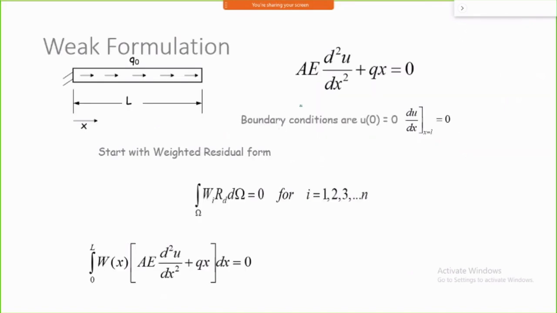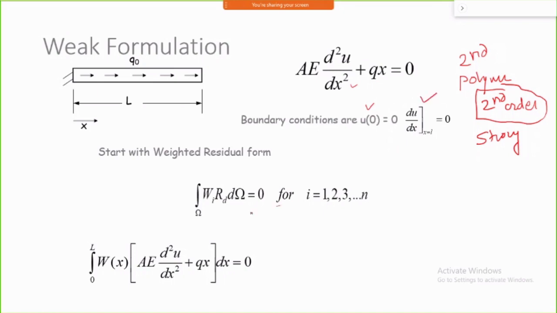So we'll just look at one simple example, a bar with a uniformly applied load, that is Q0. How do we convert it to the weak form? This is the differential equation we got, and this differential equation is of second order. When we solve this differential equation, we need an assumed polynomial of at least second order. That is the basic requirement, and that's the reason it is called the strong form. As it is second order, we should have two boundary conditions. This is one boundary condition. This is my second boundary condition.